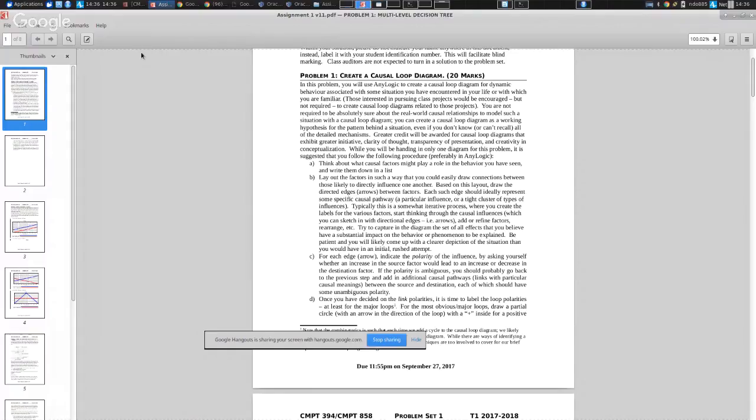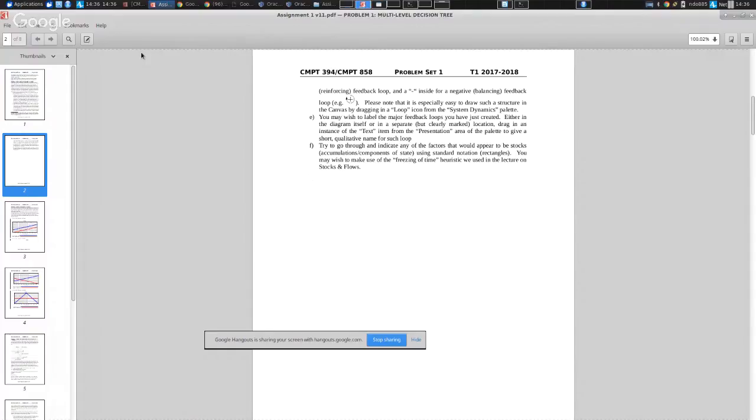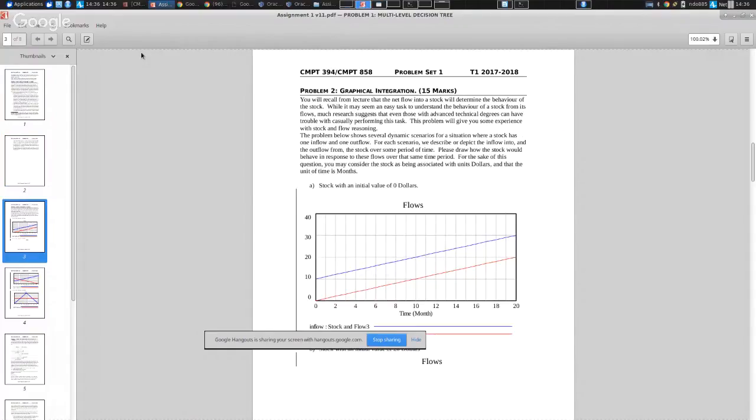We could indicate that as A increases, B tends to increase compared to the value it otherwise would have had, all other things being equal, or it goes in the other direction. It's reduced from that direction. And the loops would have polarities associated with them, which would be labeled plus and minus, depending on whether it's a reinforcing feedback, plus, or a balancing feedback, minus. Okay. So that was problem 1.